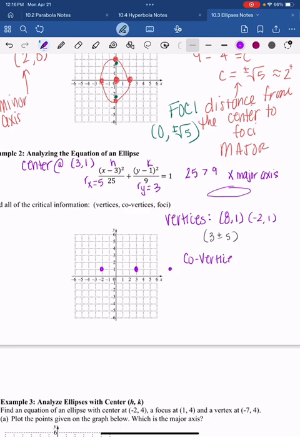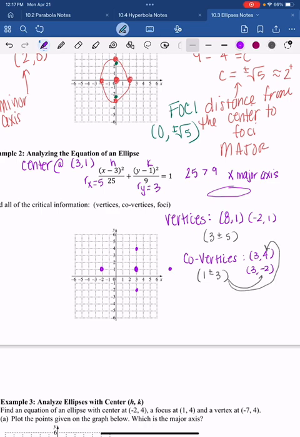The co-vertices are on the y-axis, and my y radius is 3. So from the center, I'm going to go up 3 and down 3. So that's going to be 3, 4, and 3, negative 2. Okay, and so then notice my y coordinate of my vertex was 1. So I did 1 plus or minus 3. And that's how I got the y values of negative 2 and 4.